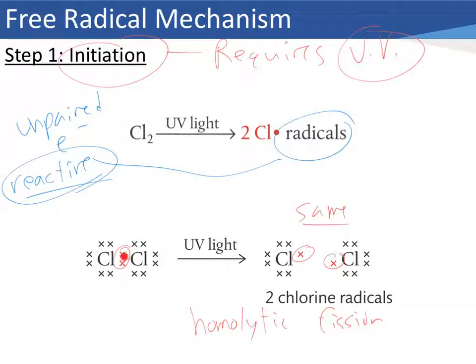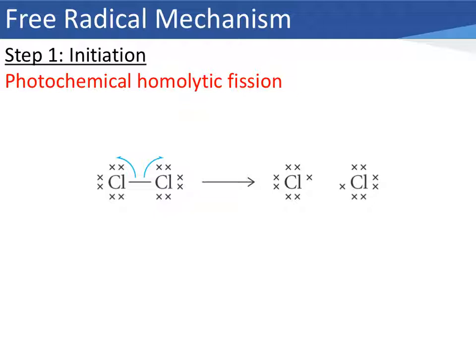Because this bond that's here was split equally. Homo as a prefix means same, so these 2 chlorines are the same, and they're called radicals because they have an unpaired electron. Initiation requires ultraviolet light, and it produces radicals. And it is photochemical homolytic fission.